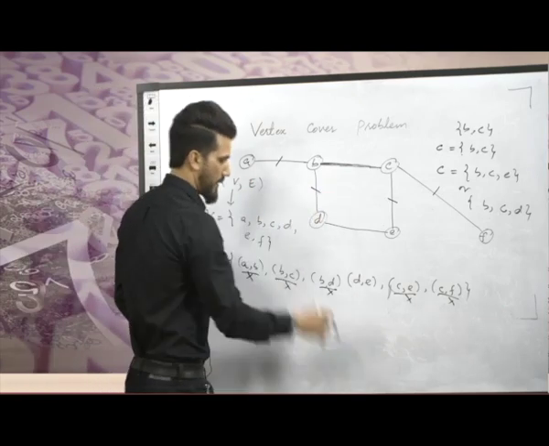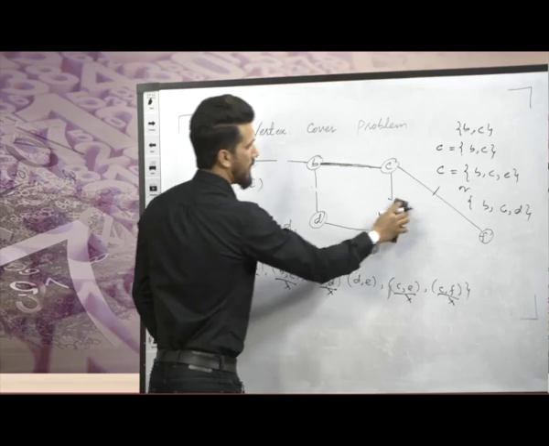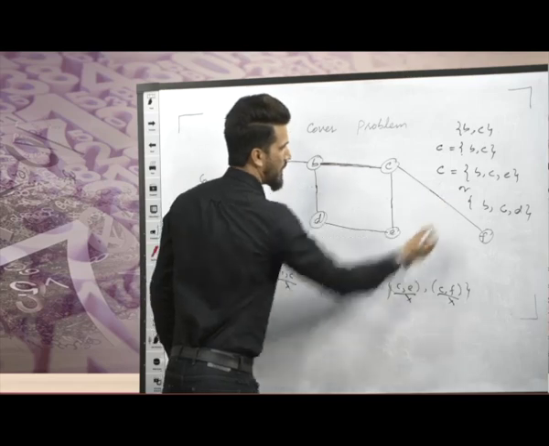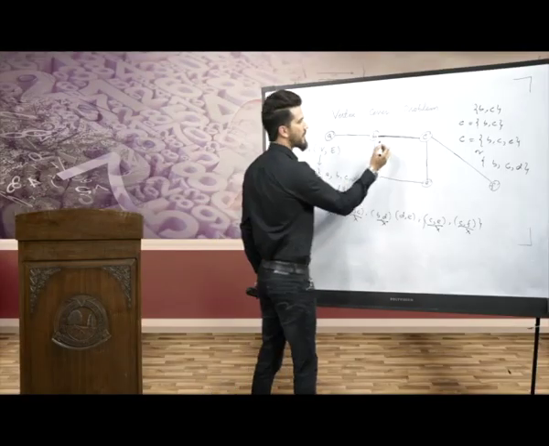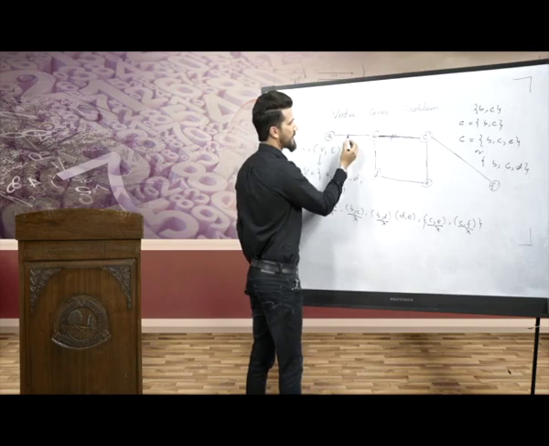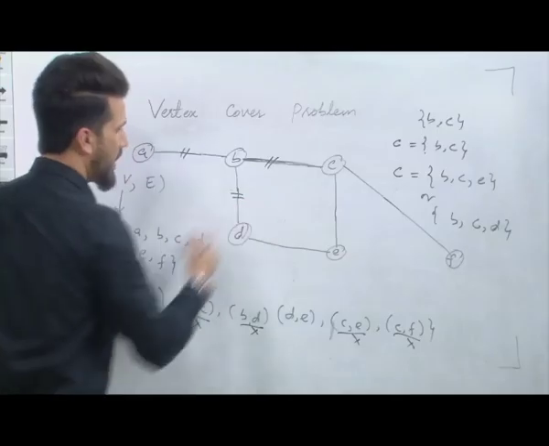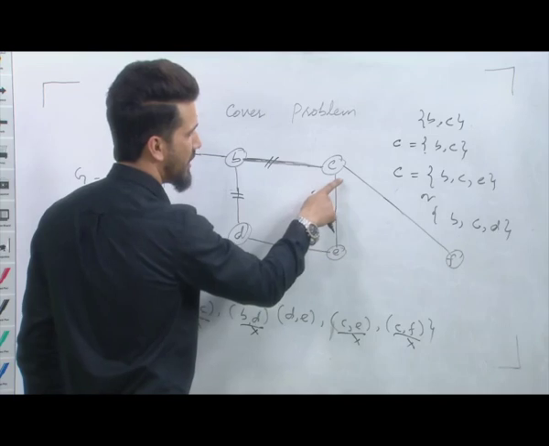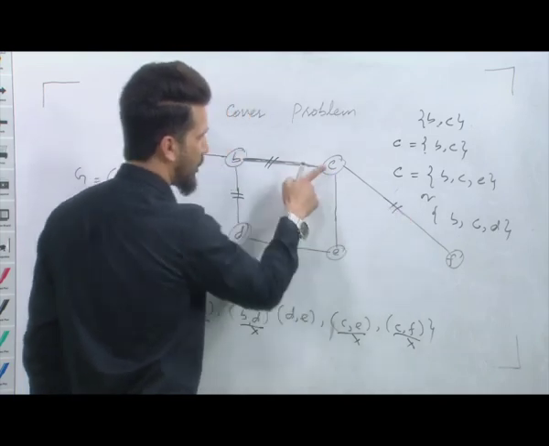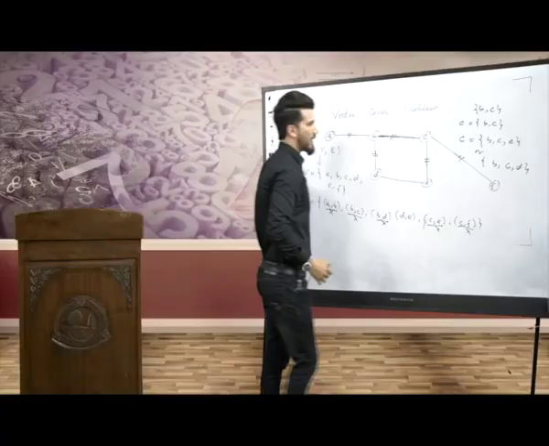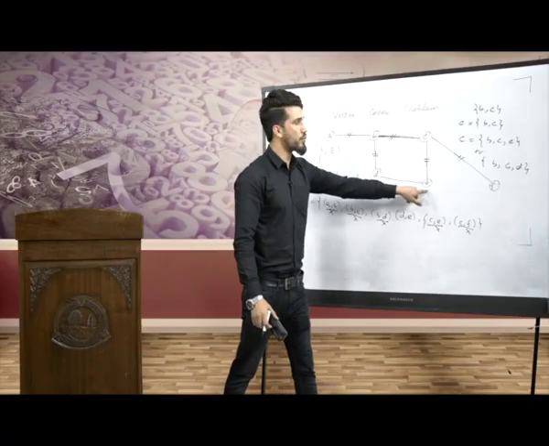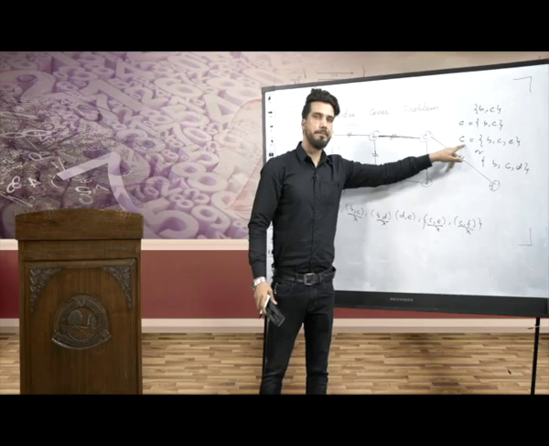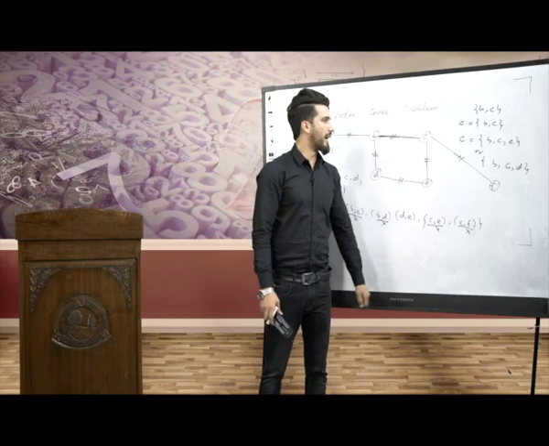See, first, let's take B. B covers the edge BC and it covers the edge AB and it covers the edge BD. Done? And our C, it covers the edge BC which is already covered. It also covers the edge CF, covered. It also covers the edge CE, covered. Now after that we can either use E or we can use D, which will cover DE.